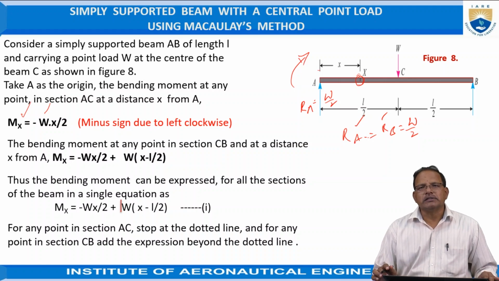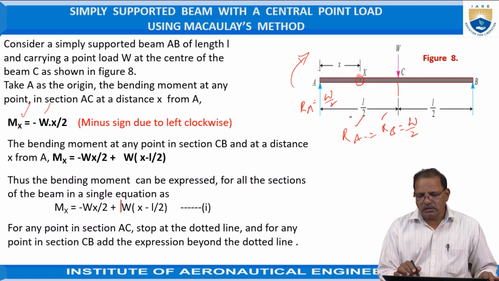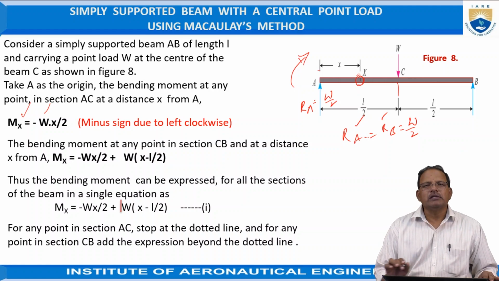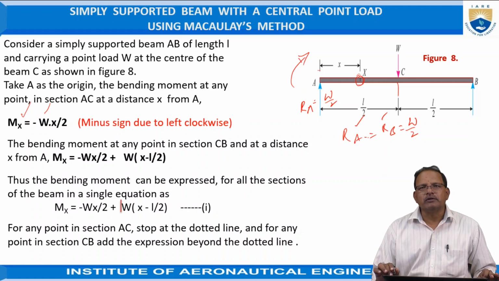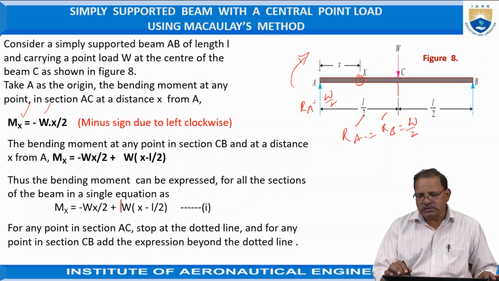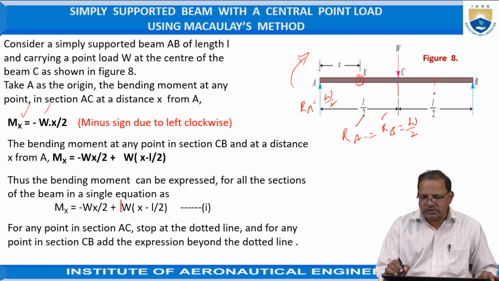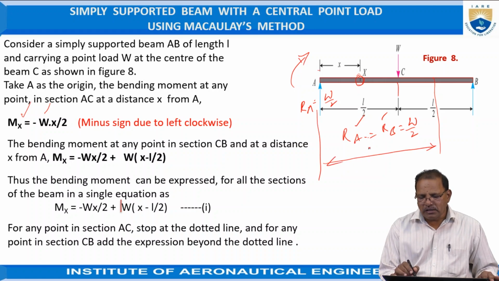The bending moment at any section in AC: this equation is applicable up to the section C only, because x is varying up to C and there are no other forces involved. Hence this equation, Mx equal to minus Wx by 2, is applicable up to when x is equal to L by 2. But on moving toward the right hand side, when you cross C, two forces are acting. Hence the bending moment, if you take x at this position beyond the point C, is as follows.